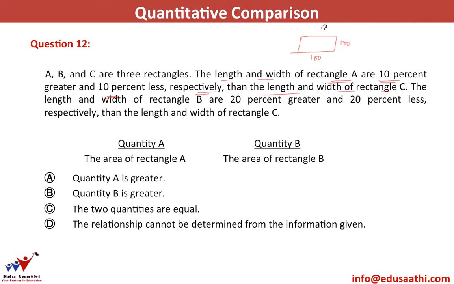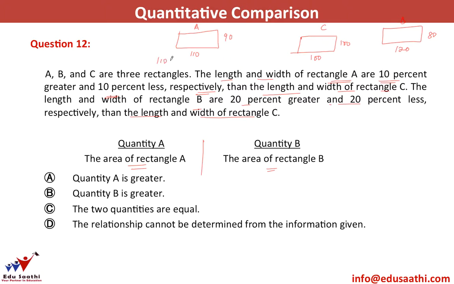So this is rectangle C. Now if I look at rectangle A and rectangle B: the length is 10% greater, so it is 110, and the width is 10% lesser, that means it is 90. The length and width of rectangle B are 20% greater and 20% less, so this will be 120 and this will be 80. I have to find the area of rectangle A in comparison to the area of rectangle B.